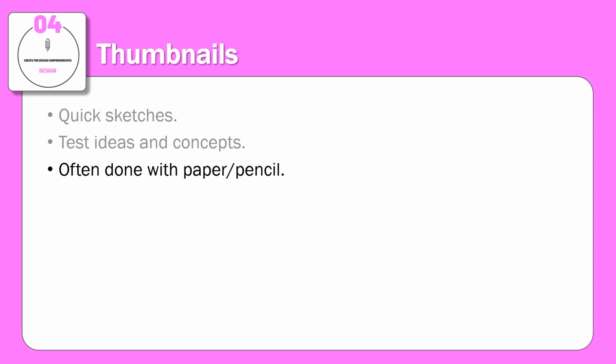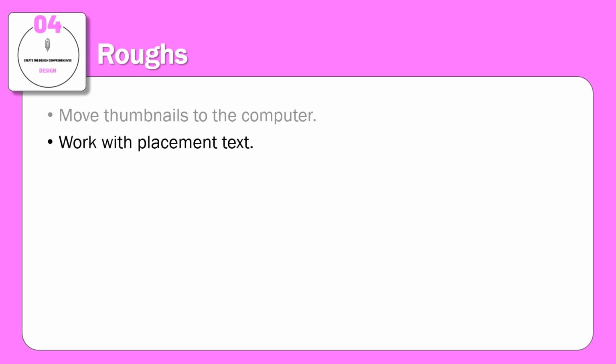You can do it on an iPad, you can do it with the Apple Pencil, you can do it with your finger on different apps, things like that. Like, it doesn't matter what you're using. You just need to be able to work through ideas quickly. Once you get a bunch of thumbnails and you have an idea where to go, you're going to start working on roughs. So with the roughs, we're really taking those thumbnails and we're moving them into the computer.